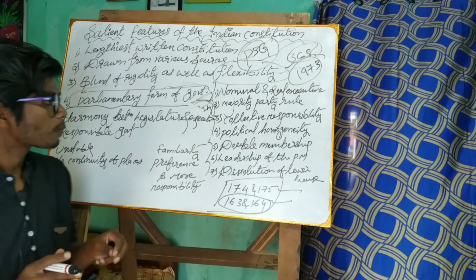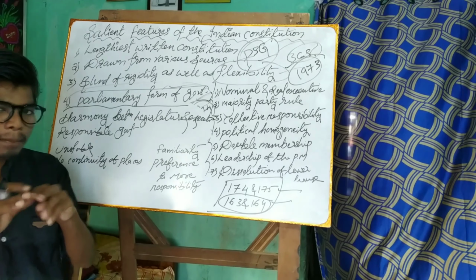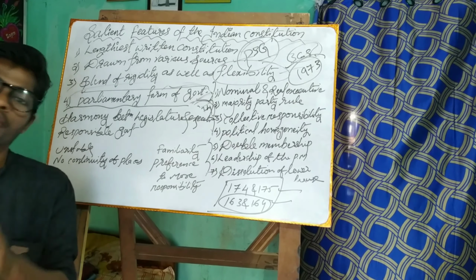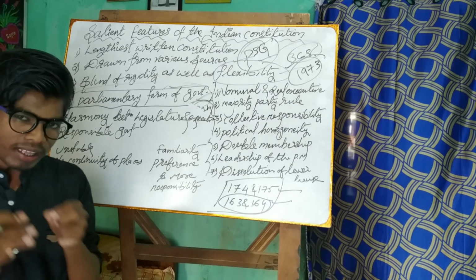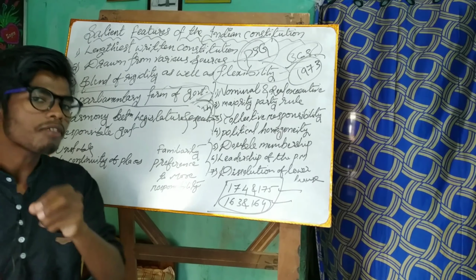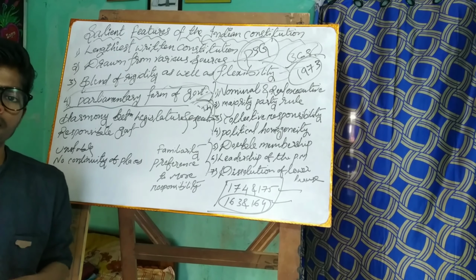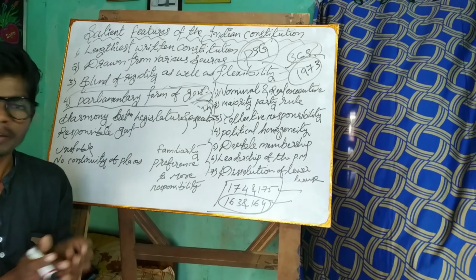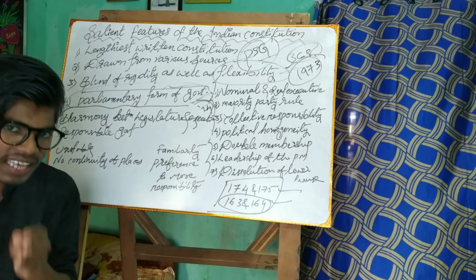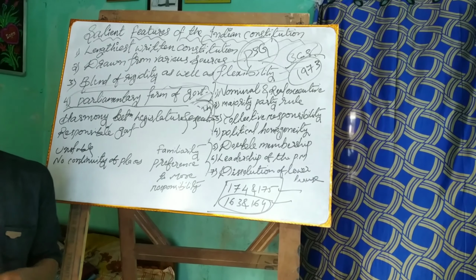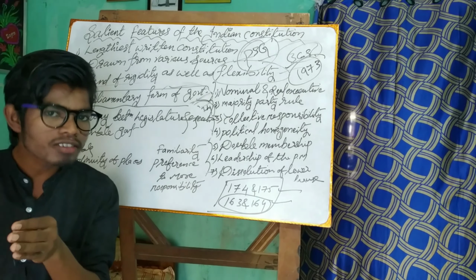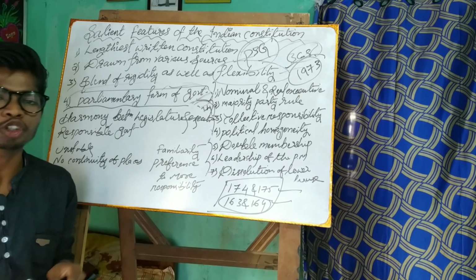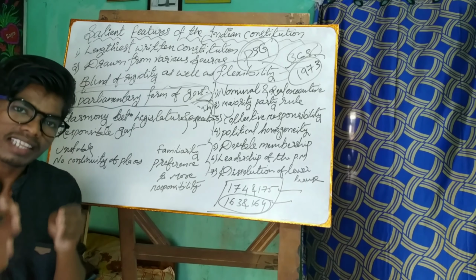Now let us look at what we mean by the parliamentary system of government, along with its various features. The parliamentary system of government is the one in which the executive is responsible to the legislature for its every policy as well as its acts. On the other hand, the presidential system of government is the one in which the executive is not responsible to the legislature for its policies and acts.